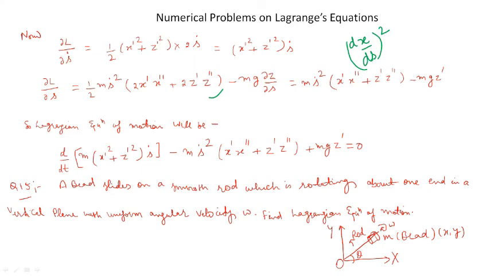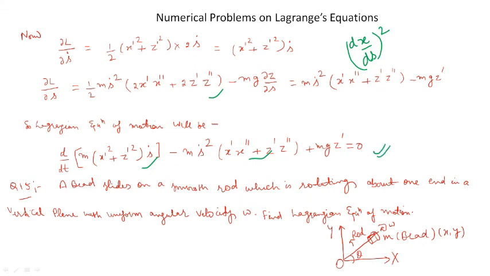Right, now the Lagrangian equation of motion will be d over dt. Now we will put the del L over del s dot value here and the del L over del s value here, then our equation comes out in this form.